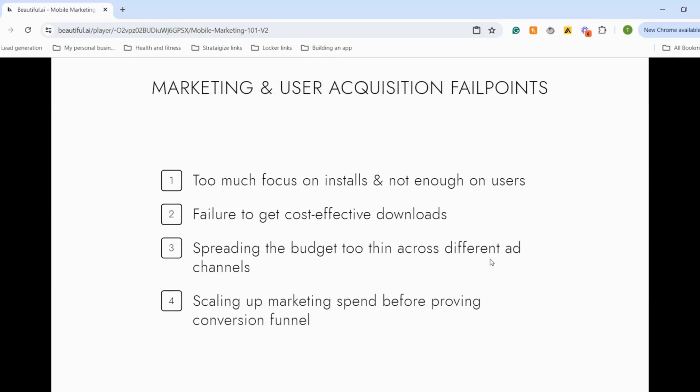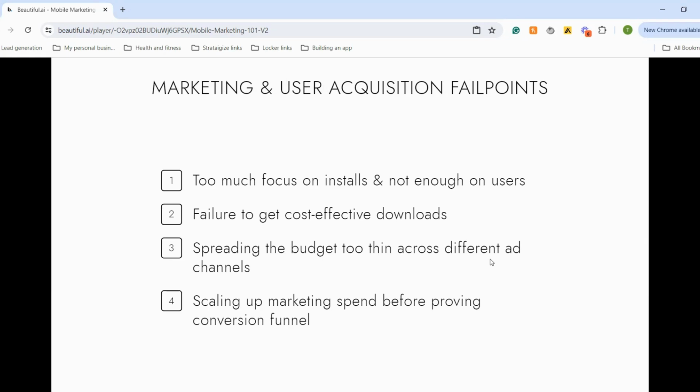The next major area of potential fail points is around marketing and user acquisition. The first one is too much focus on installs and not on users. It's very easy to get installs. You can get installs for 50 cents, but the quality of traffic is the most important thing.